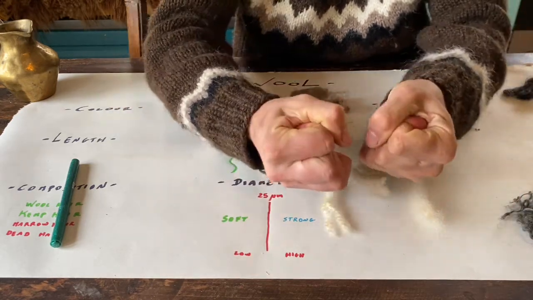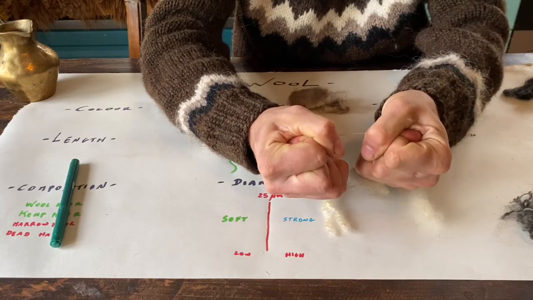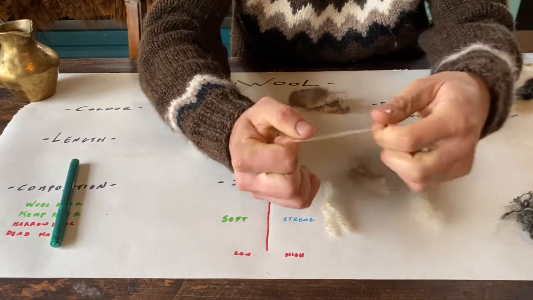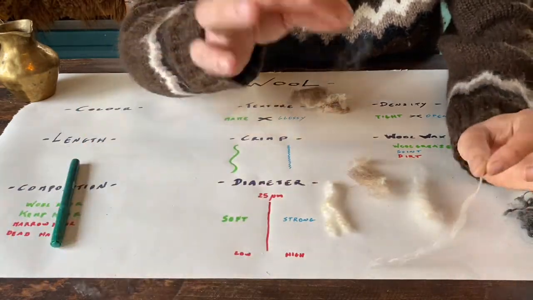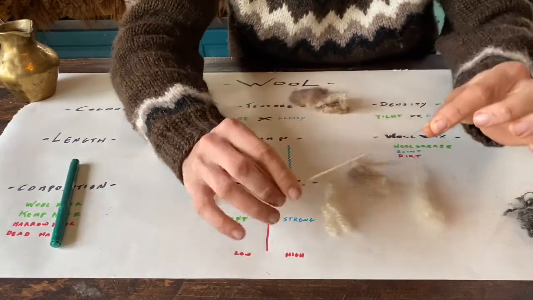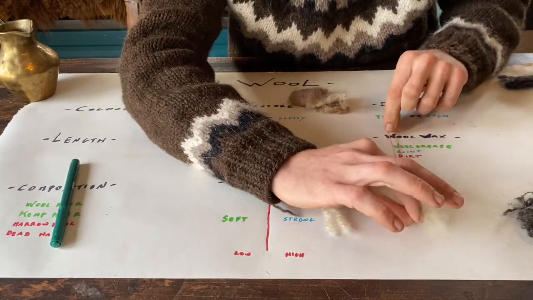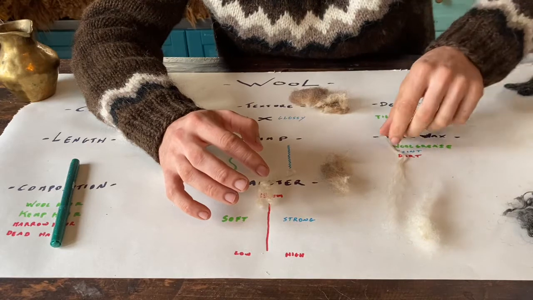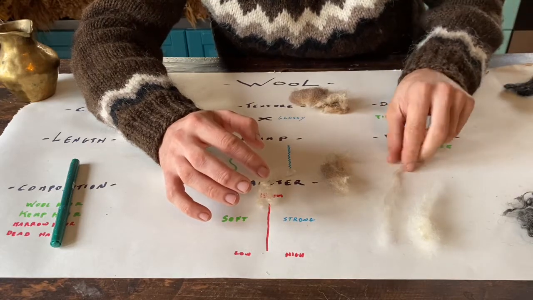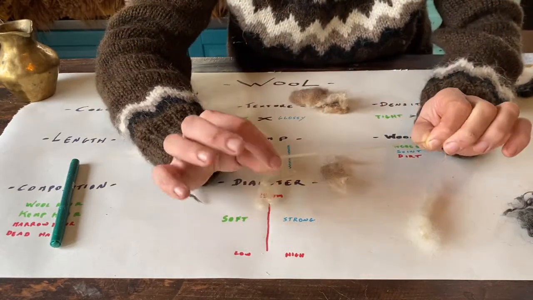If you were to really try, you couldn't break it. It's extremely strong. And there you go. You can see it's a lot longer than the wool hair. So this is the wool hair, this is the CRIMP hair.